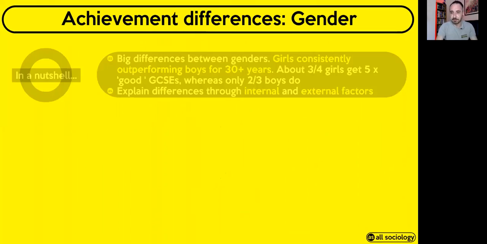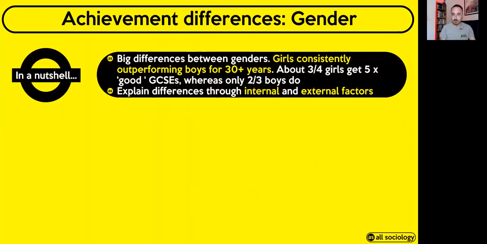So let's have a look at gender as well. And now there are also big differences between girls and boys in terms of getting those good GCSEs. So if we look at the statistics, girls have consistently outperformed boys in almost every subject for about 30 years now.